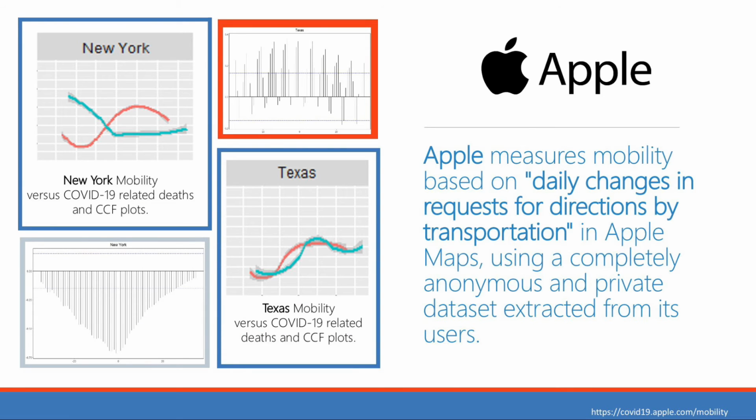For the Apple dataset, the graph at the top shows the relationship between mobility and death in New York State and Texas State. The red line is death and the blue line is mobility. At the bottom, the graphs show the cross-correlation between mobility and death. The x-axis is the time length.